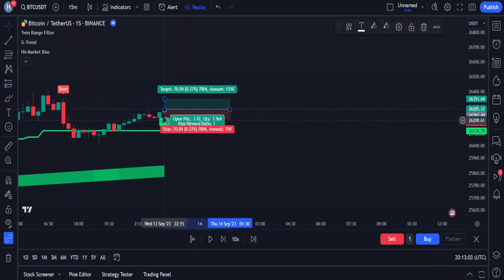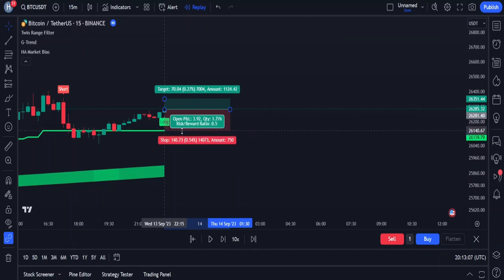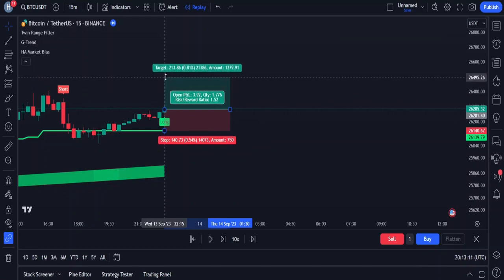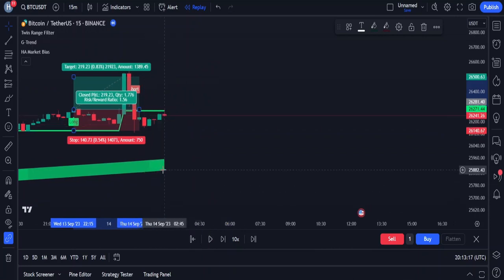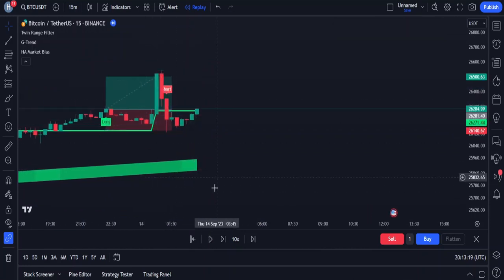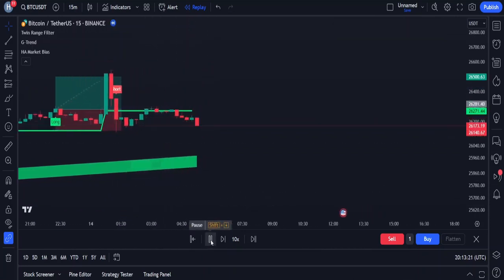So I will open a buy position at this candle, and we will adjust the stop loss at the G-Trend indicator line, which will be right here. Then for this strategy, we will use a risk to reward ratio of 1.5. Now let's see if the price will hit our target or not. And as you can see, this was a profitable buy trade. Now let's take a look at another example.